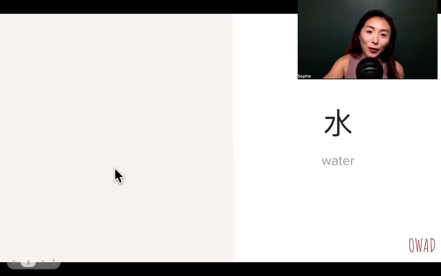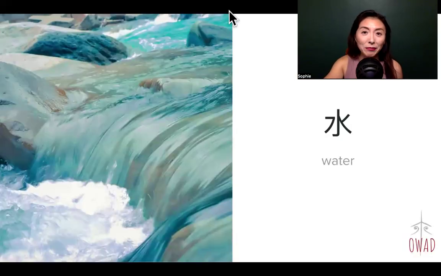Okay, so there we go, 水. And I'm here showing you the free flowing form of water in nature.